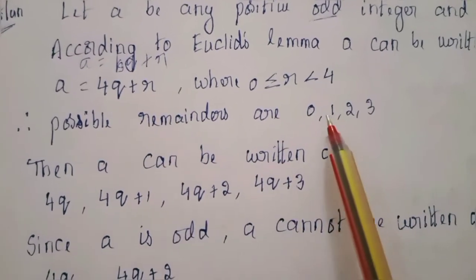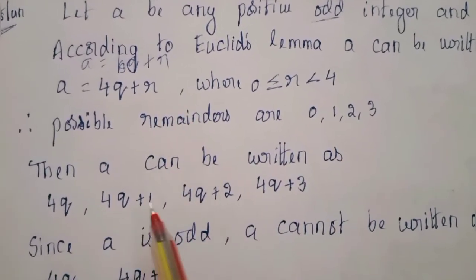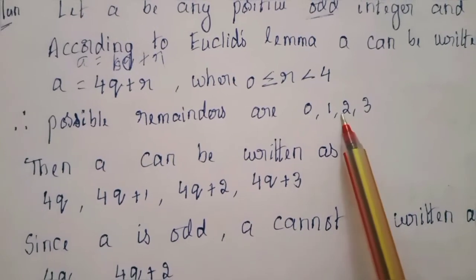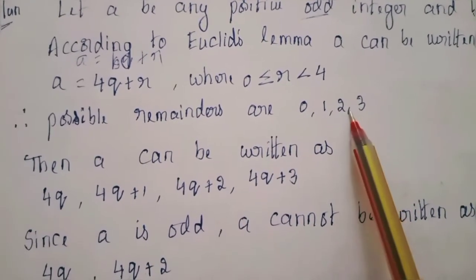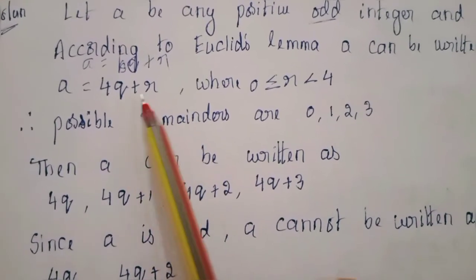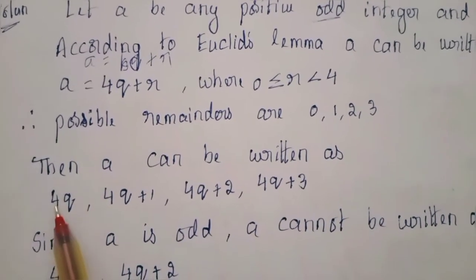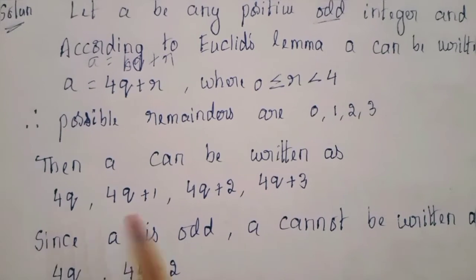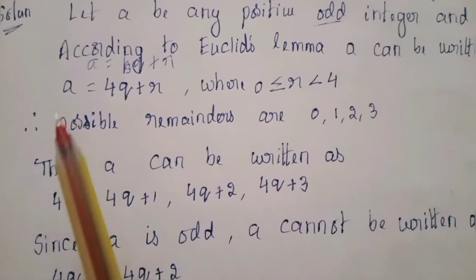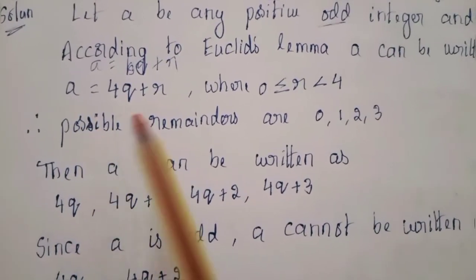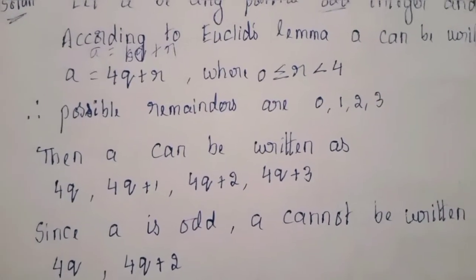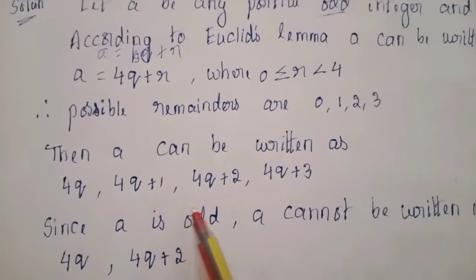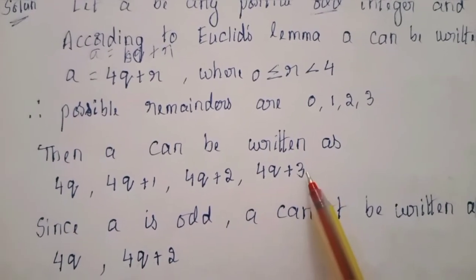4q plus next remainder is 1. 4q plus 1. The next remainder is 2. It becomes 4q plus 2. And the next remainder is 3. It becomes 4q plus 3. So these many chances we have to write a, that is any dividend. What is particularly here? The dividend is odd number. So we have 4q, 4q plus 1, 4q plus 2, 4q plus 3.